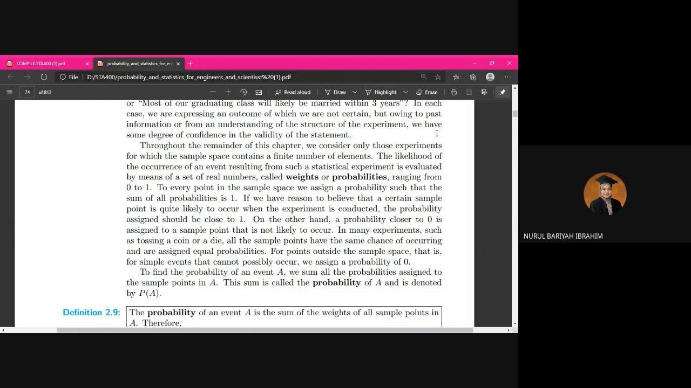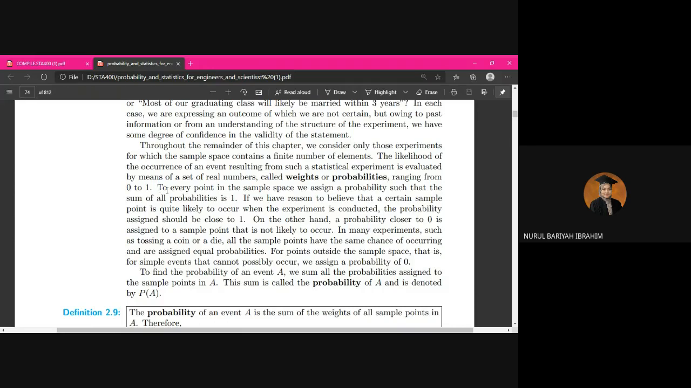If you calculate the value of probability and maybe you akan dapat value negative, so maybe something wrong there. So you need to kira balik. Okay, so remember nilai probability will lies between 0 and 1 sahaja.